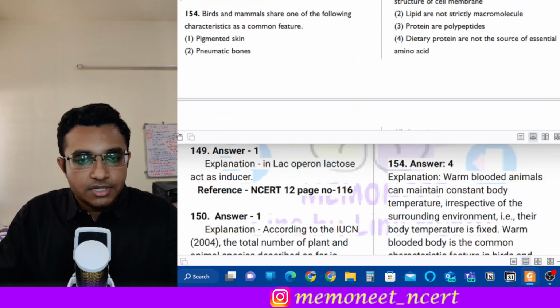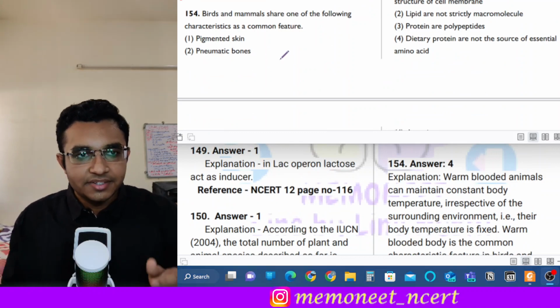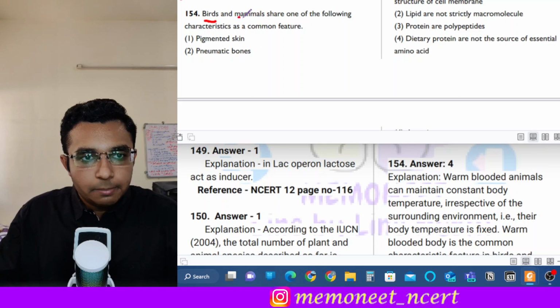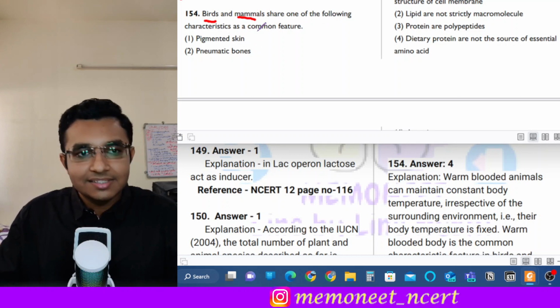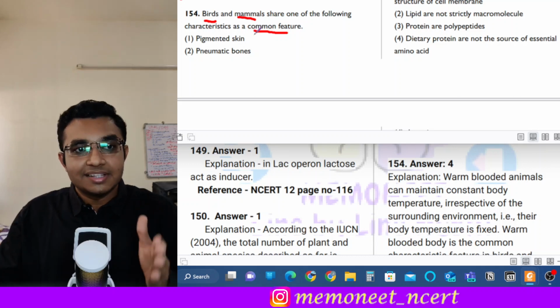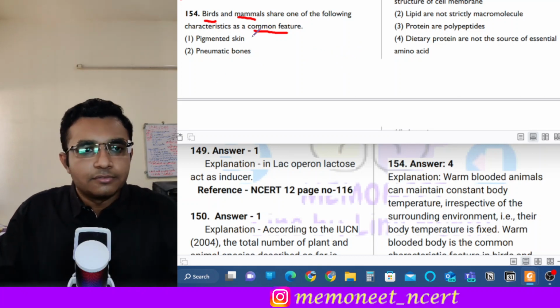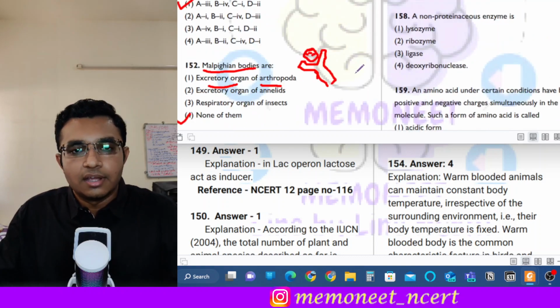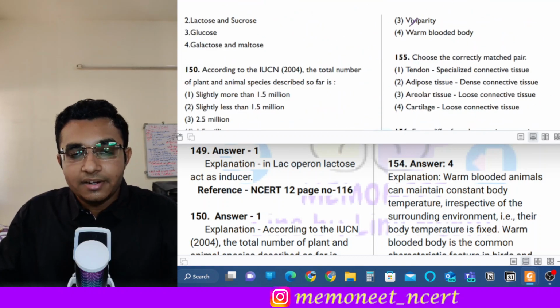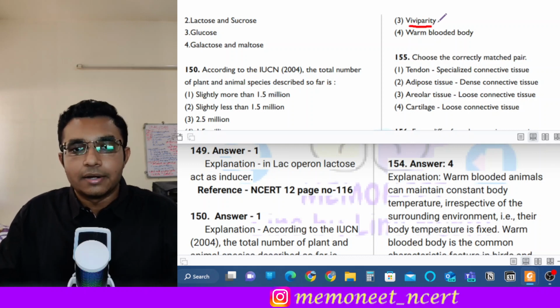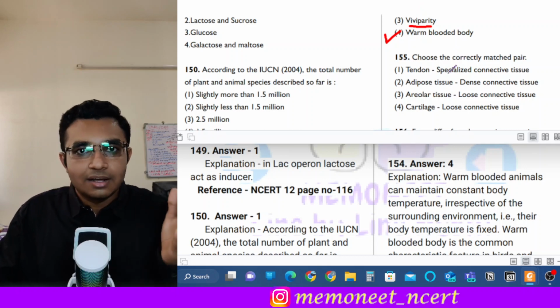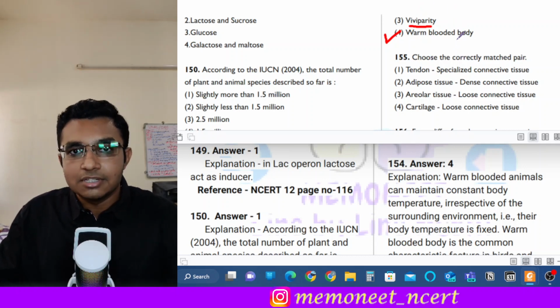The next question is question 154. It states that birds and mammals, okay, birds and mammals share one of the following characteristics as a common feature. Okay, so it is asking which of the following characteristics given in the option is common between birds and mammals both. First is pigmented skin, so that is incorrect. Pneumatic bones, they are only present in birds. Okay, they are not found in humans. Next option is viviparity. So see, humans are viviparous, but birds are oviparous. They lay eggs, so that is also incorrect. And warm-blooded body. So this is the correct option because both the birds and the mammals are warm-blooded animals. Okay, birds and mammals are warm-blooded animals.